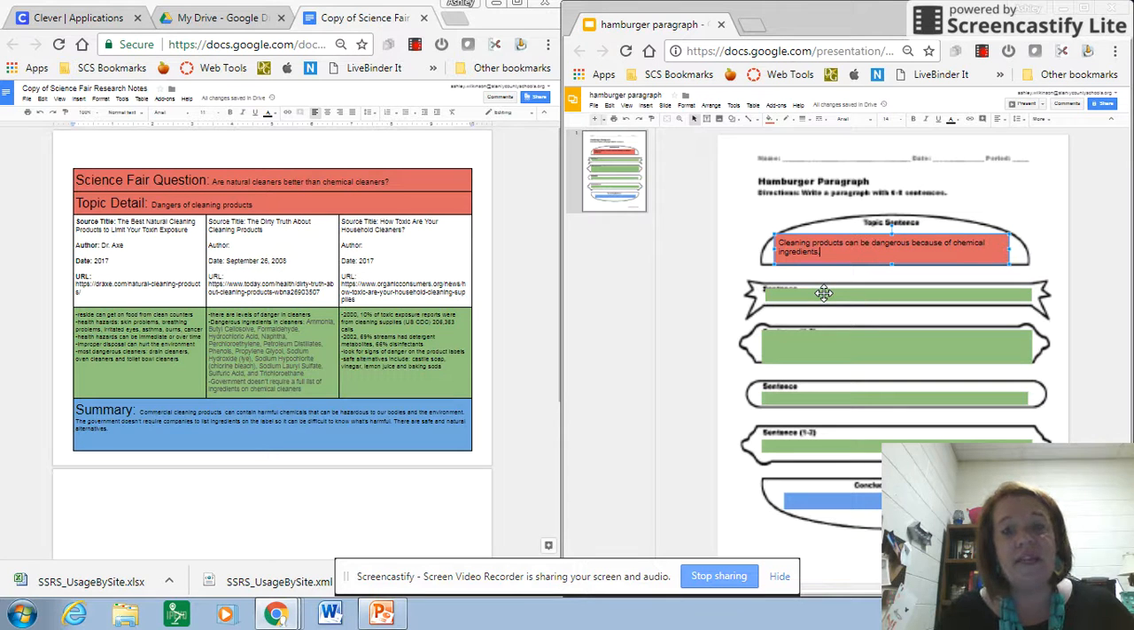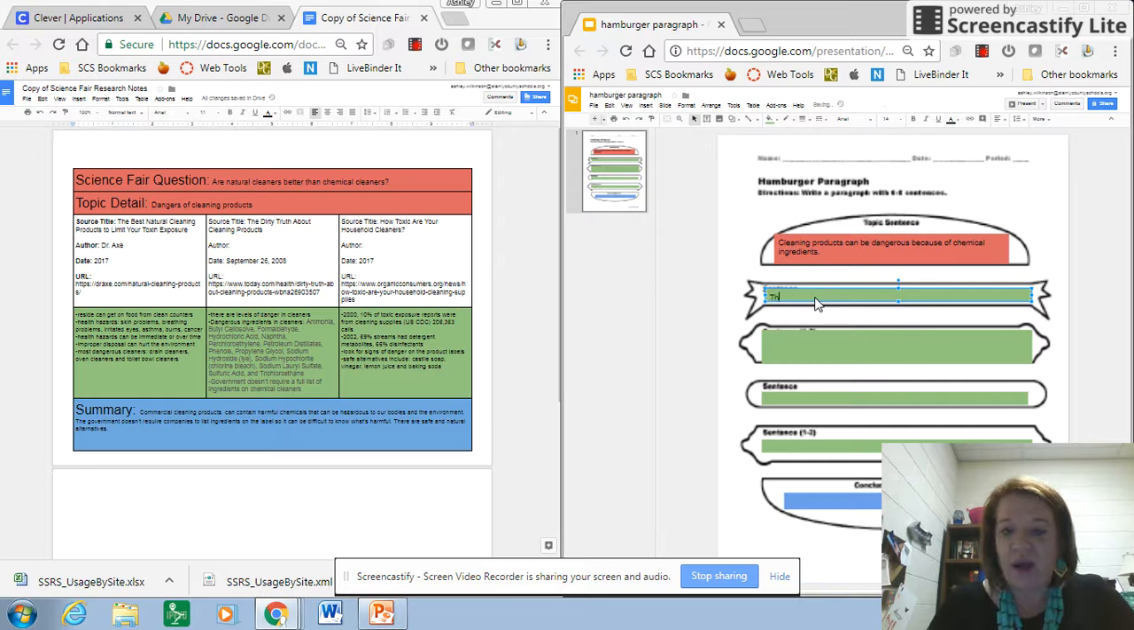Now, when I move to the detail sentences in the middle section, I'm going to add the details from the notes that I took from my website. So you can see my three green boxes on my note sheet. Those details are going to become my sentences over here on my topping lines of my hamburger. So I'm going to start with, what makes them dangerous? We know it's chemical ingredients, but they're dangerous to what?